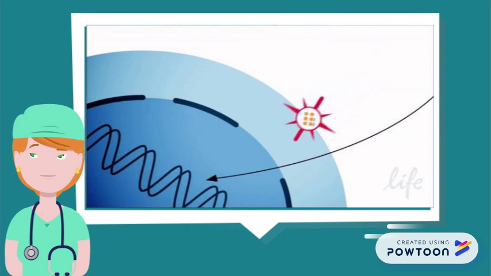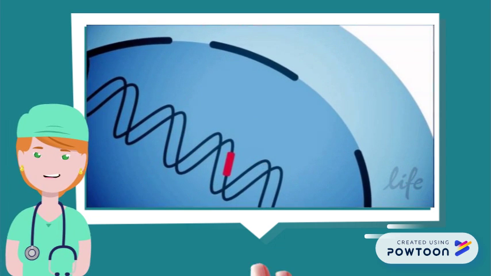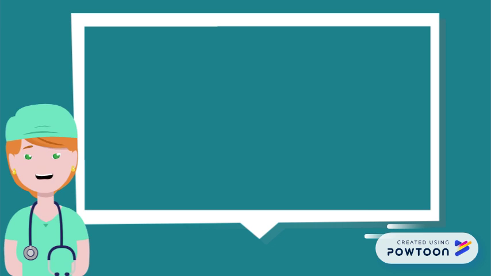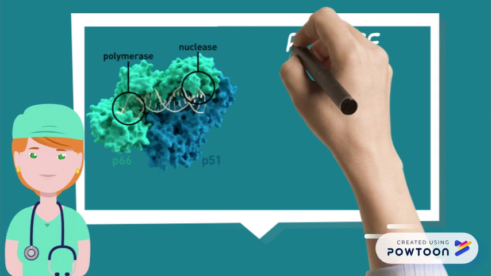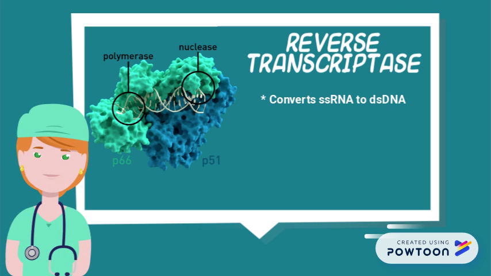Through viral replication and transcription, the genetic material incorporates itself into John's genome. Inside the cell, the viral enzyme, reverse transcriptase, converts a single-stranded RNA from the virus into double-stranded DNA that is incorporated into the genome of the host cell.